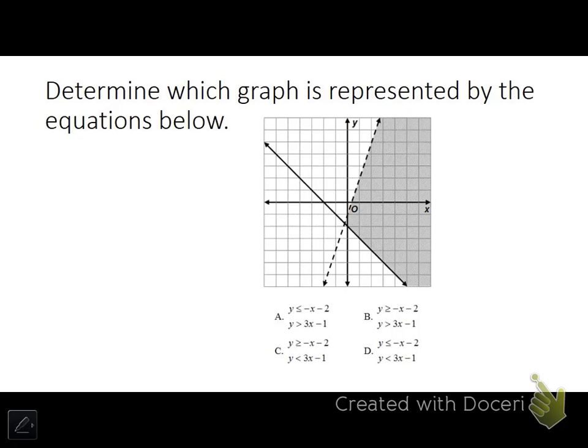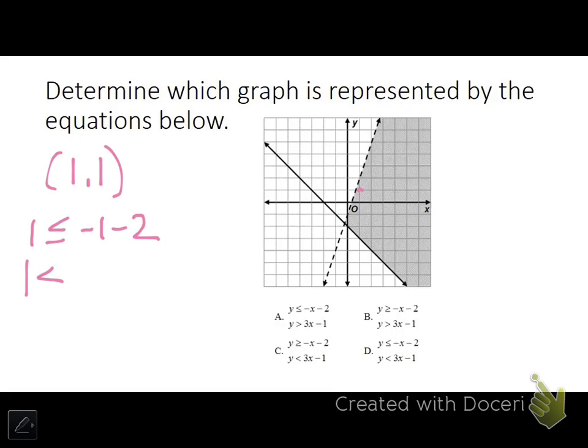Okay, determine which graph is represented by the equations below. So it doesn't look like we can eliminate any just by looking at the dashed or solid line. So let's pick a point that is in my shaded region so we can test them. So it looks like 1, 1 is in my shaded region because it's right about there. So let's put it in for A.